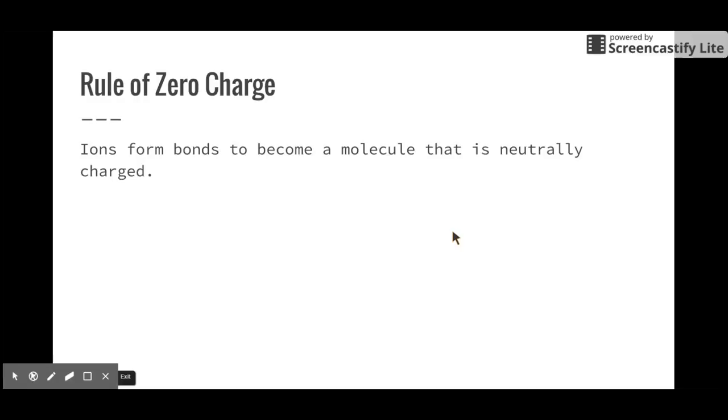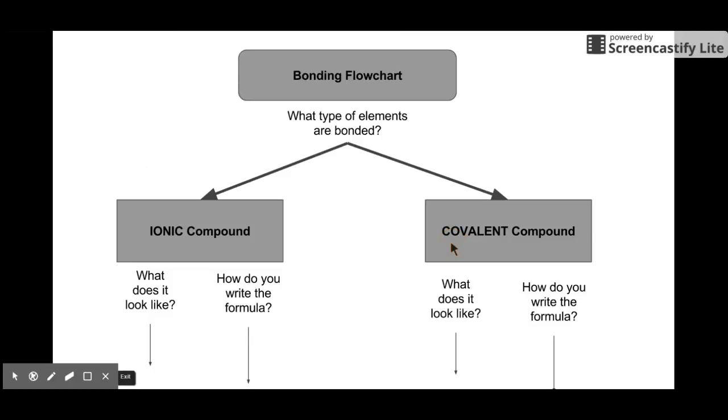The other rule is the rule of zero charge. Ions form bonds to become molecules that are neutrally charged. Positive atoms will combine with negatively charged atoms or compounds in order to cancel out their charge to become neutral.